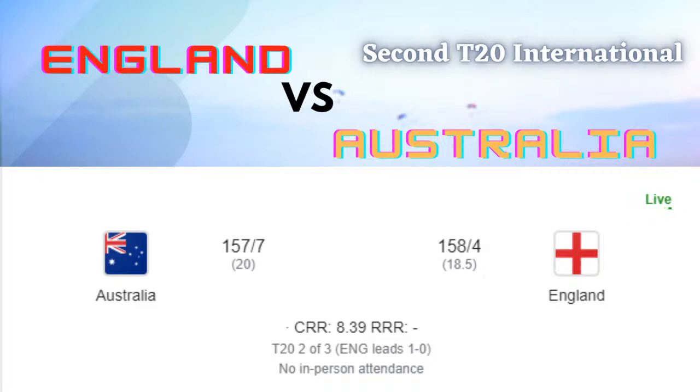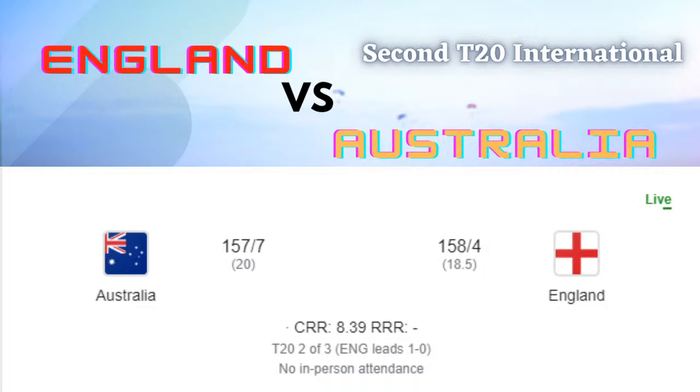So expensive over from Adam Zampa there. Australia failed to restrict England. Good innings from Joss Butler. Very well played. Last runs for England. He came down the ground and smashed it over the bowler's head for a 6. That was probably the biggest 6 of the innings, and he finished it off with a 6.